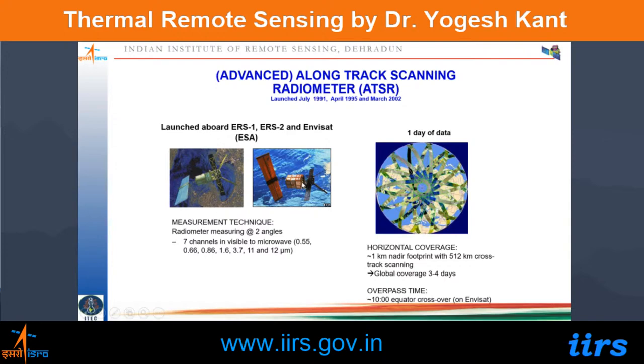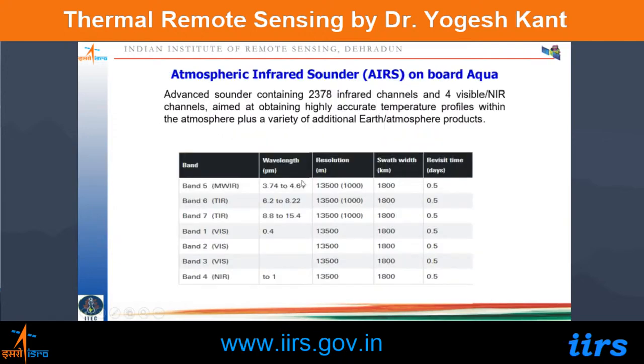Then AIRS, this was launched in 2002, and it provides highly accurate measurement of the air temperature. Most of the atmospheric related parameters like air temperature, humidity, clouds, and some of the trace gases like ozone, carbon dioxide, carbon monoxide, methane, etc. So those particular wavelengths where it is sensitive, or where the absorption happens due to the sensitiveness of these trace gases, we use those wave bands.